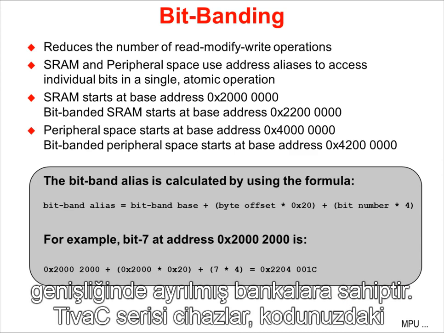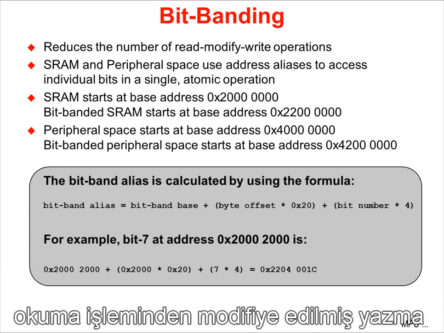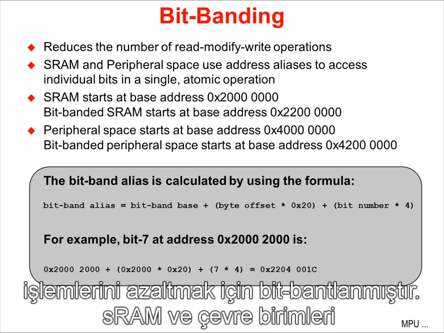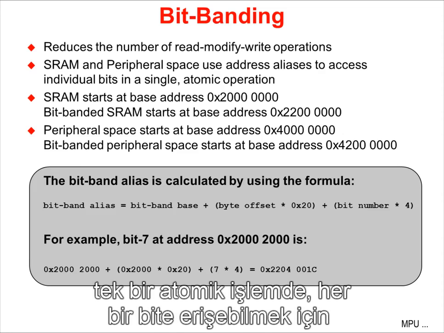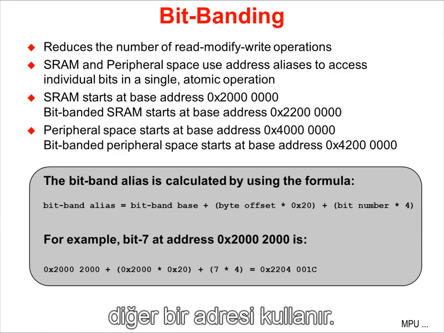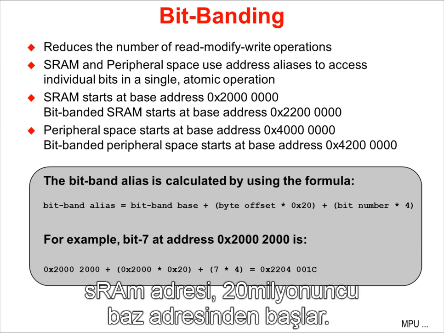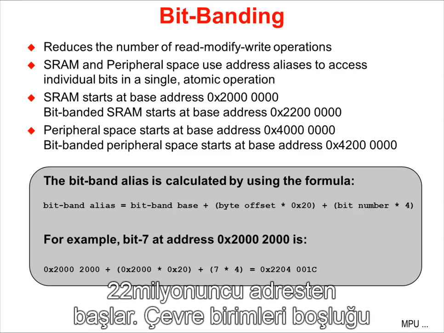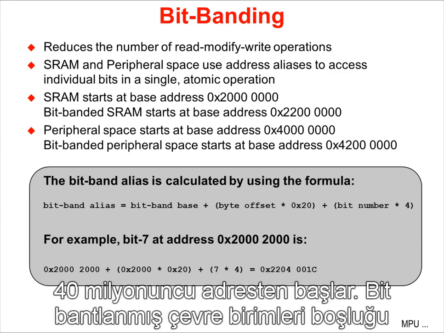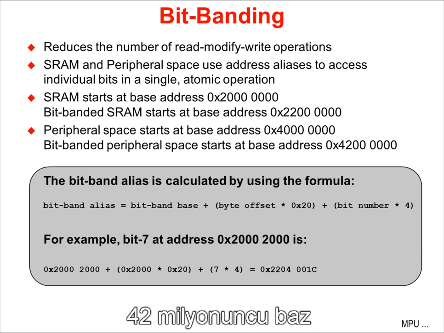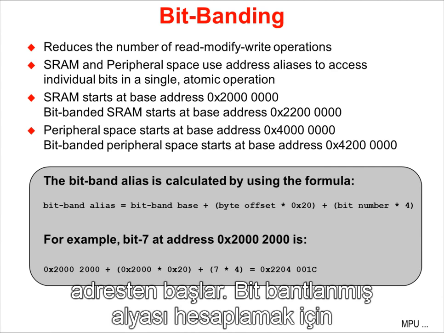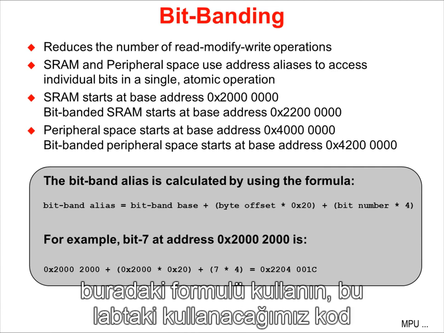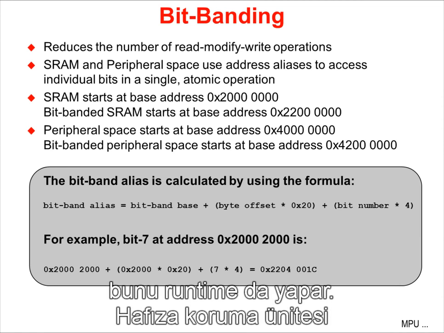Tiva C-series devices utilize bit banding to reduce the number of read, modify, write operations done in your code. SRAM and peripheral space use an address alias to access individual bits in a single atomic operation. Physical SRAM memory starts at a base address of 20 million. The bit-banded alias of that SRAM starts at base address 22 million. Peripheral space starts at a base address of 40 million. Bit-banded peripheral space starts at a base address of 42 million. To calculate the bit-banded alias, use the formula here. The code we'll be using in the lab does this at runtime.